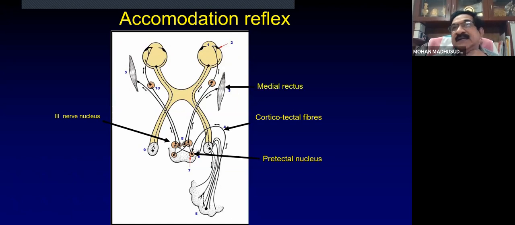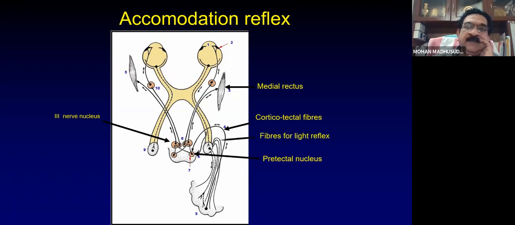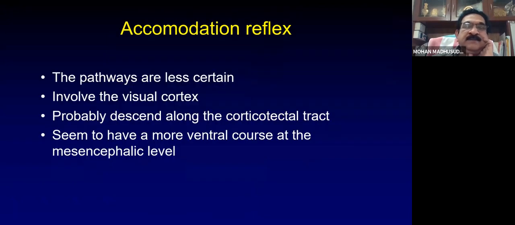As you classically see in Parinaud syndrome due to pinealoma, dorsal midbrain lesions, etc. So the pathways are less certain, involve the visual cortex, probably descend along the corticotectal tract, and seem to have a more ventral course at the mesencephalic level.